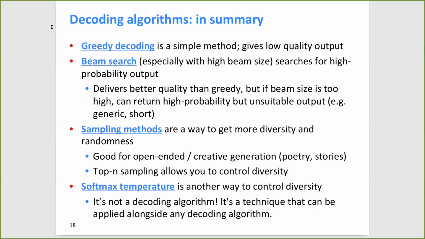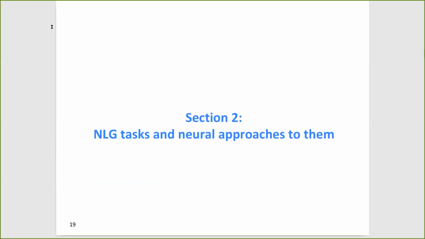Here's a summary of what we have discussed about decoding algorithms. We have greedy decoding. It's simple. It gives low quality output, but it's more on topic. And then we have beam search, where it uses multiple hypotheses. And then we have sampling methods. We have softmax temperature. Softmax temperature is not really a decoding algorithm, but it's just a method to control how diverse the outputs of your model need to be.